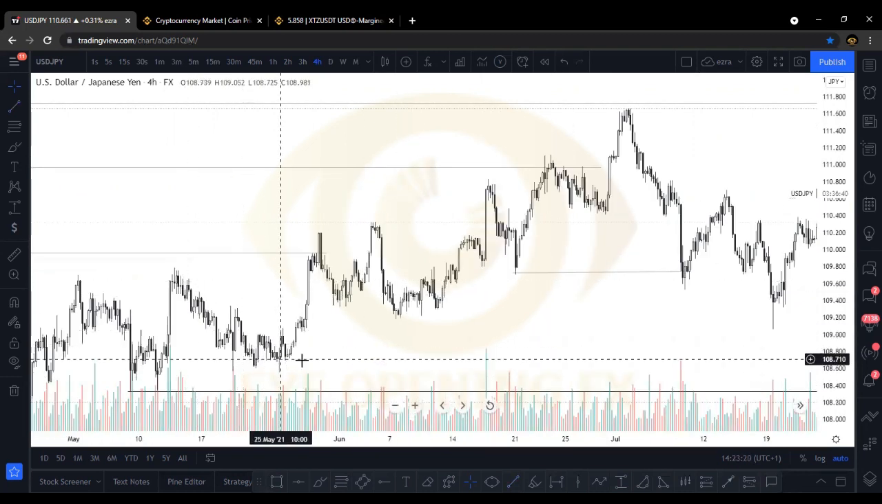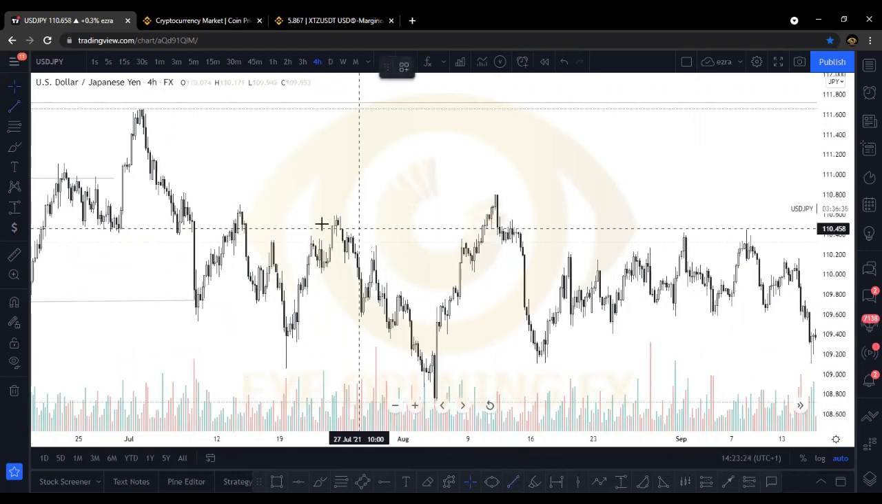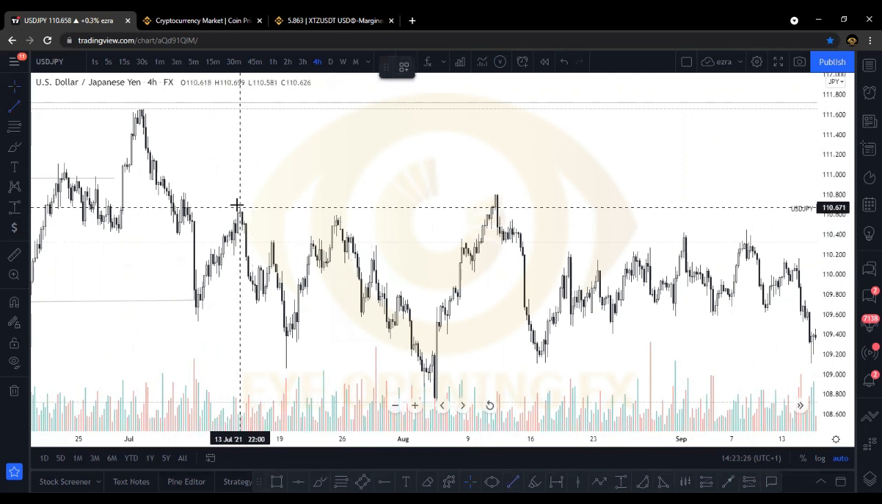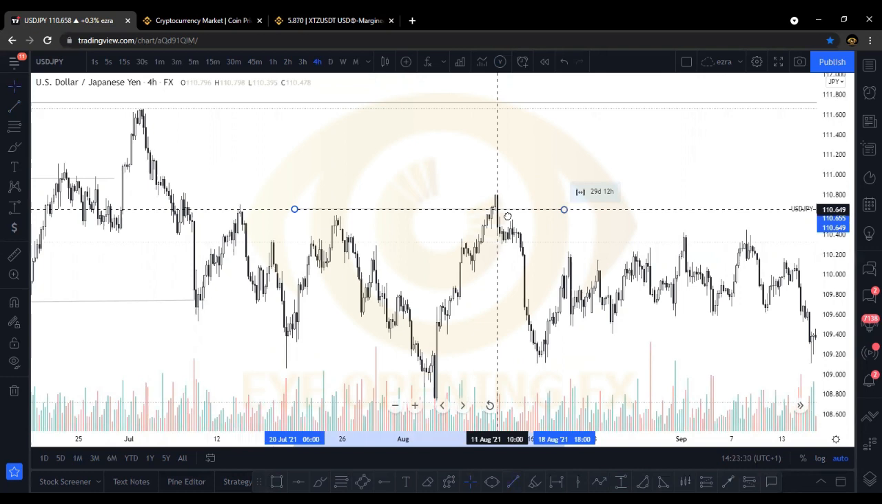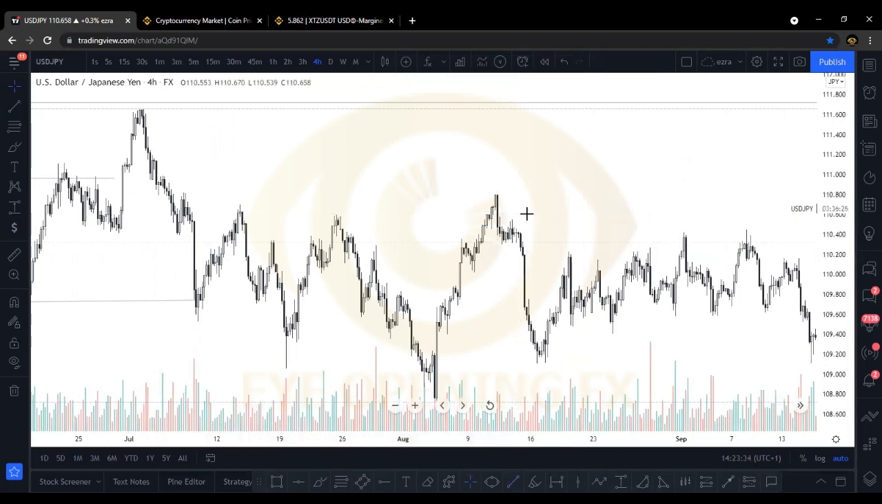At this former zone, market now creates a higher high. That means we have gotten a break of structure to the upside.